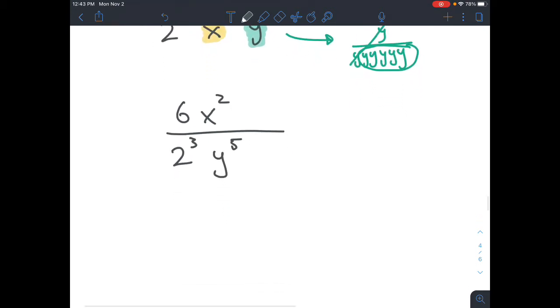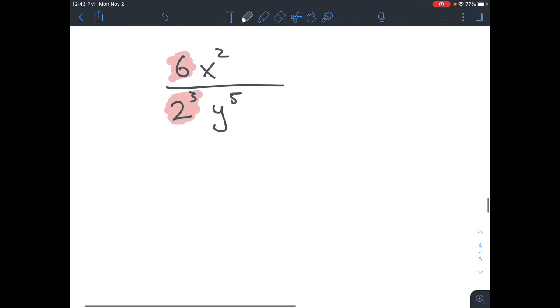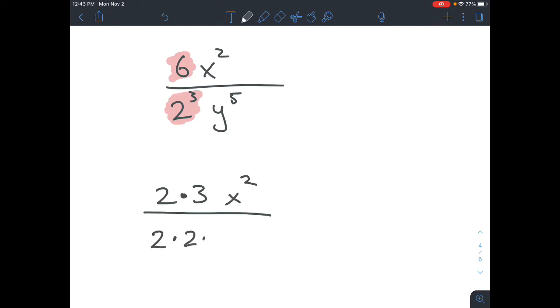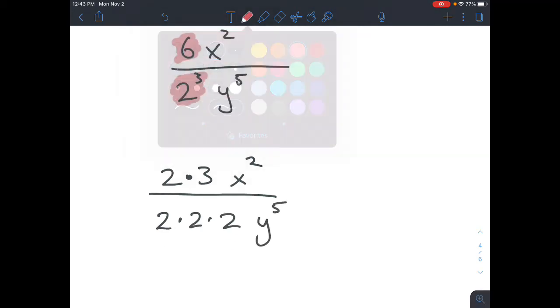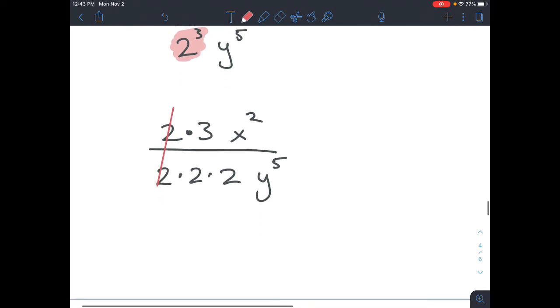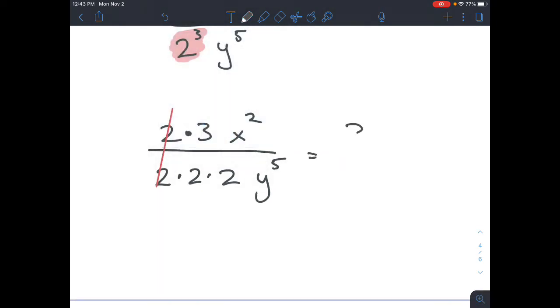Okay, next step, now that I've combined like bases, let's also look at how you can simplify the 6 and the 2 cubed. I can rewrite 6 as 2 times 3, and I can expand the 2 cubed: 2 times 2 times 2, and y to the 5th. Notice now that I can cancel out a pair of 2's. So I'm actually going to be left with 3x squared in the numerator, 2 times 2, or 2 squared, is 4 in the denominator, y to the 5th.